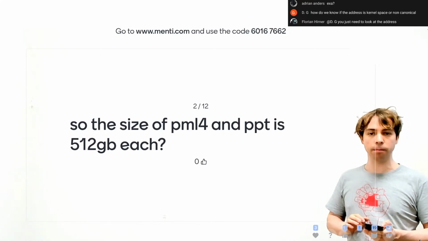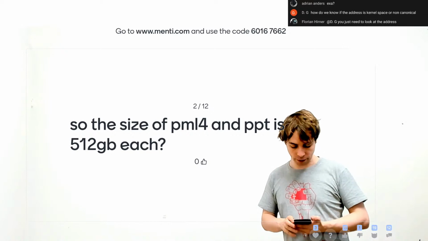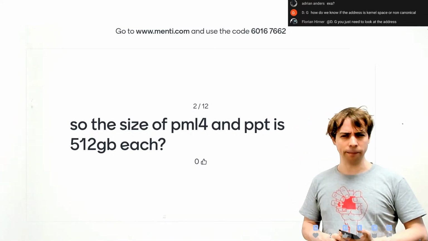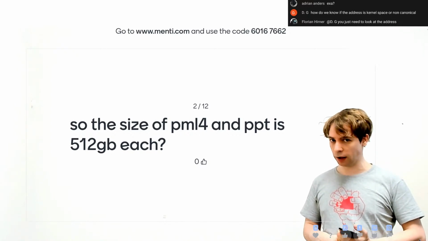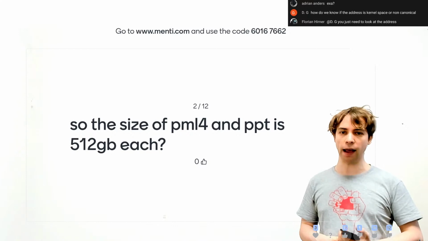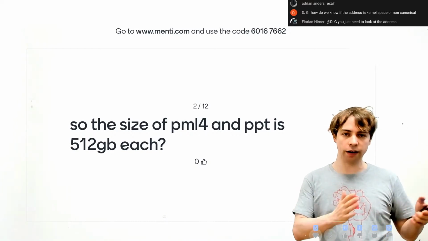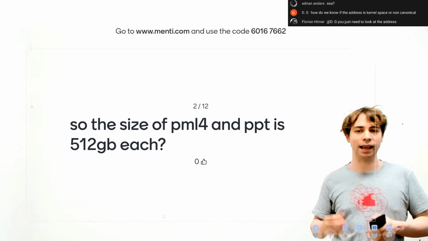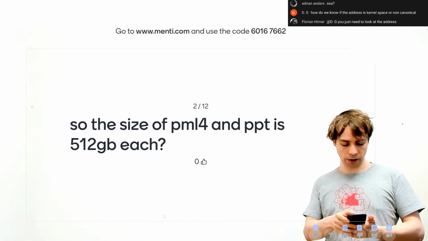So the size of the page map level 4 is 512 gigabytes each? No. The size of the page map level 4 is 4 kilobytes, and also the size of any other layer in this page translation hierarchy. Any of these tables is exactly 4 kilobytes in size.